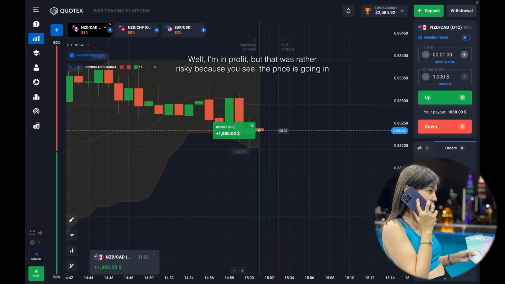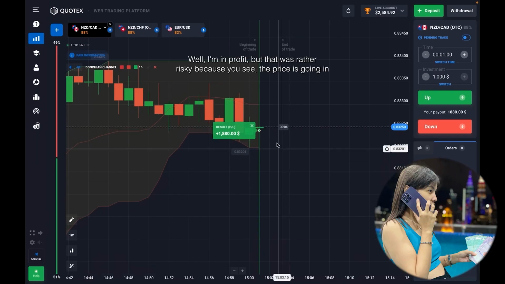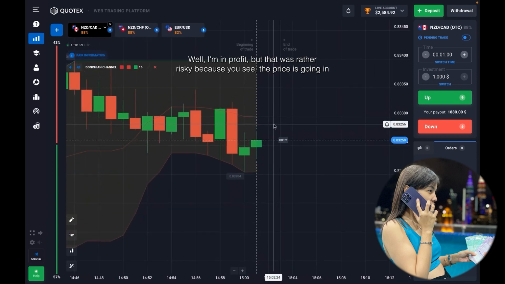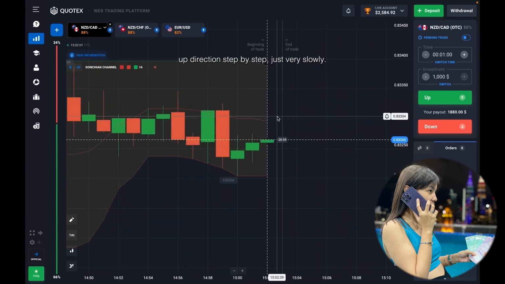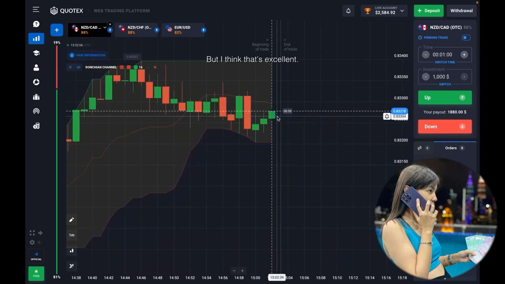And guys, amazing. I'm in the profit again, but that was rather risky because you see the price is going in up direction, step by step, very slowly. But I think that's excellent.